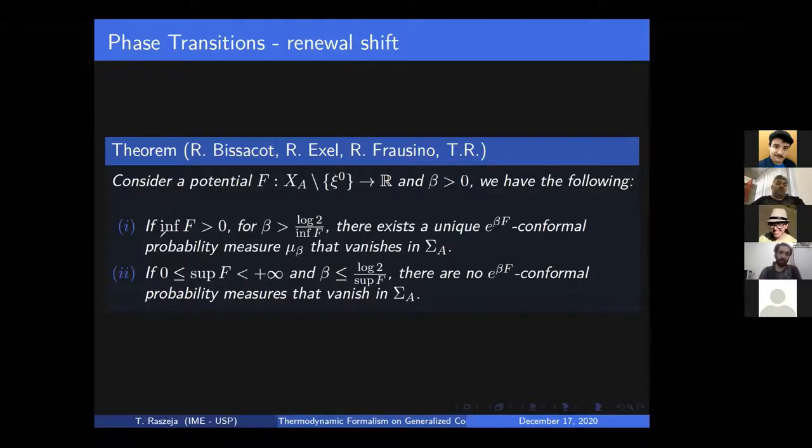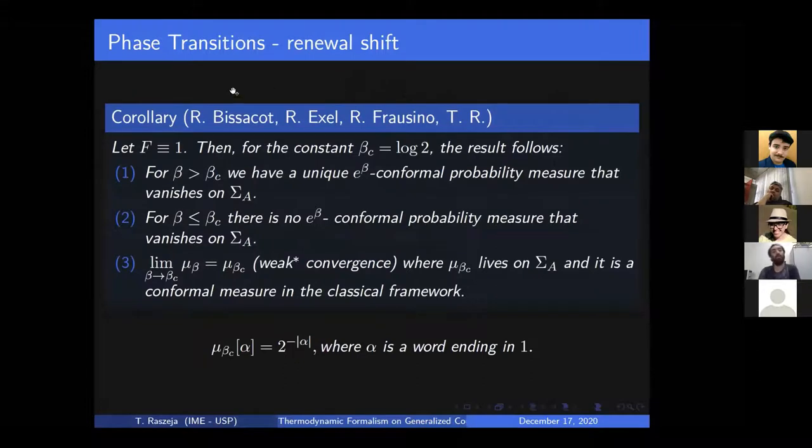We have conditions for the potential under which, for beta large enough, we have a unique conformal measure living in Y_A, and for beta small enough, there are no such conformal measures. In particular, if you take a constant potential equal to 1, the critical beta can be calculated explicitly.